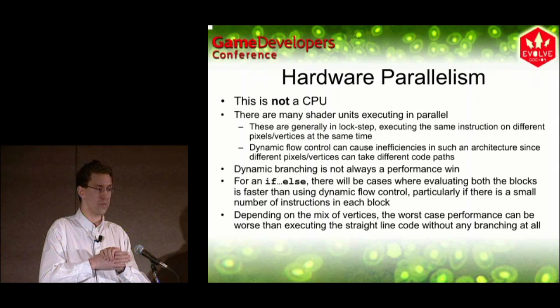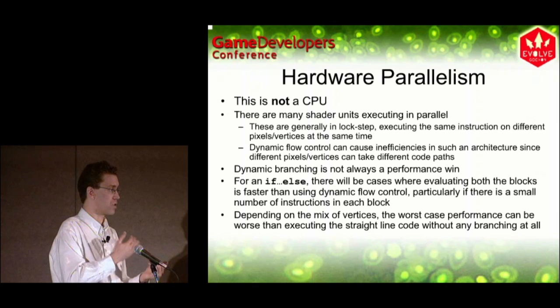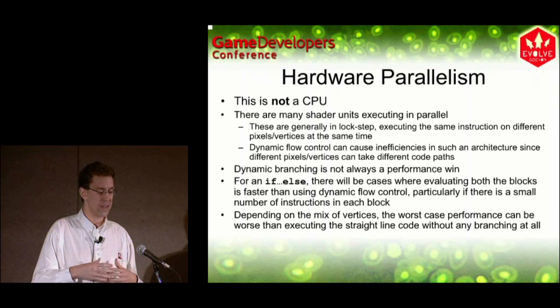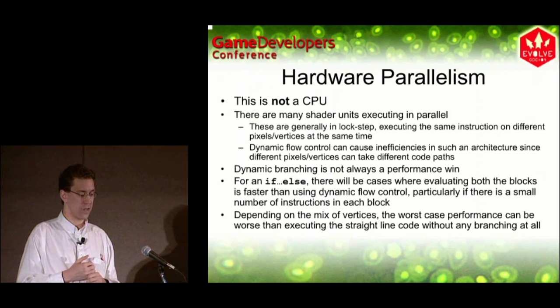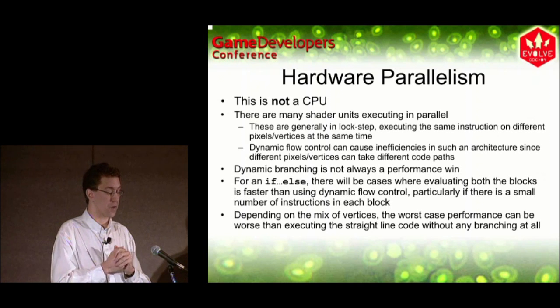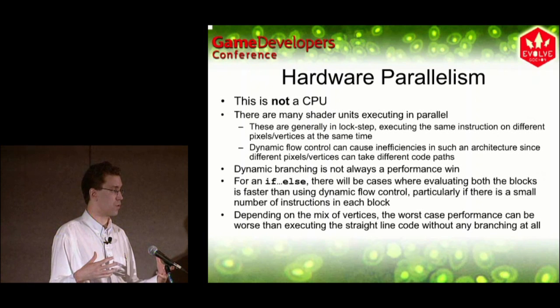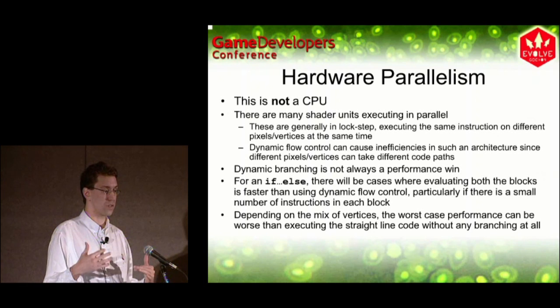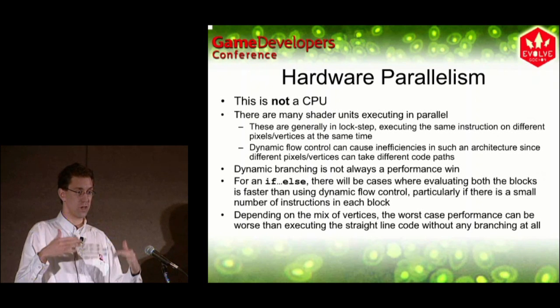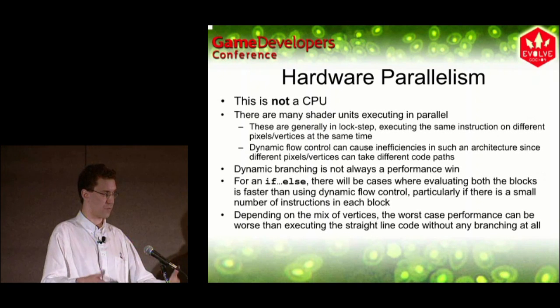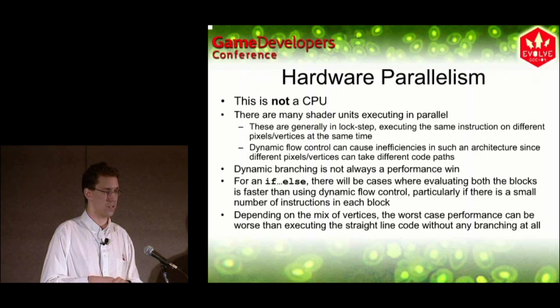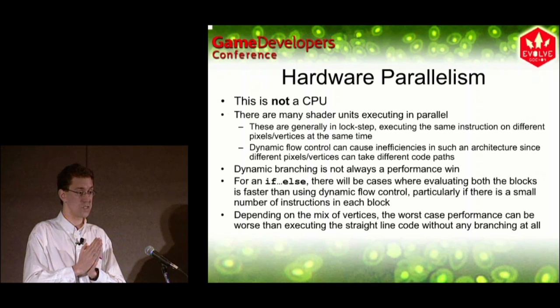It is important for you to remember, even though the programming models don't necessarily look like this, that there are many shader units executing in parallel, and they're generally on the same instruction. With dynamic flow control, you're asking us to go down different code paths for different things that are in flight, and this is an issue. This is kind of why it takes a number of hardware generations for us to get to the point where it may be worth it. It's not always a performance win.